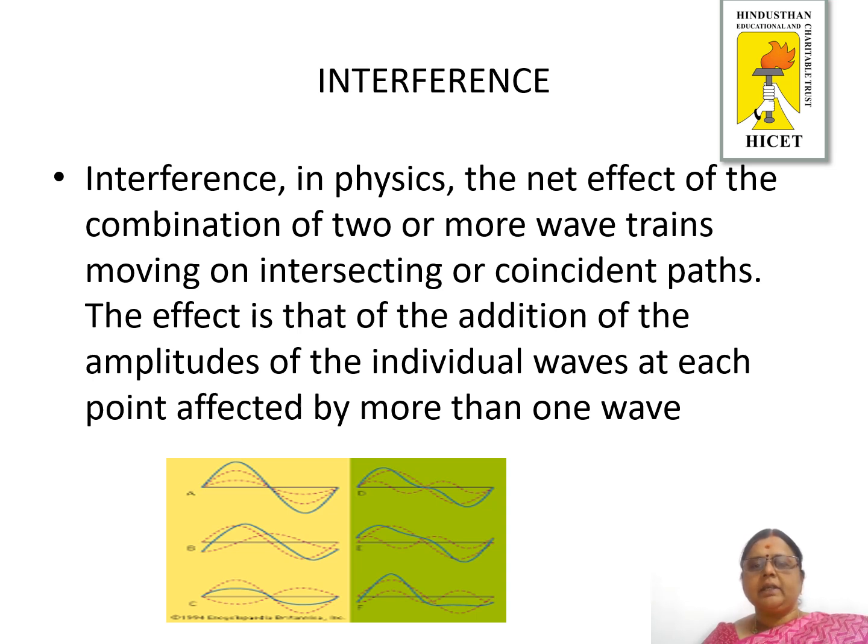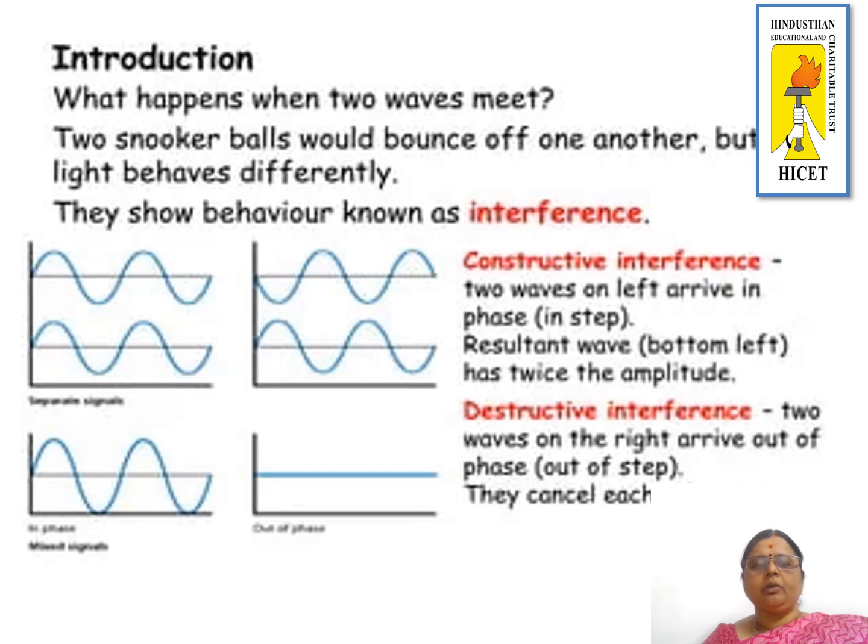Interference in physics is the net effect of the combination of two or more wave trains moving on intersecting or coincident paths. The effect is that of the addition of the amplitudes of the individual waves at each point affected by more than one wave. Introduction. What happens when two waves meet? Two snooker balls would bounce off one another, but light behaves differently. They show behavior known as interference.